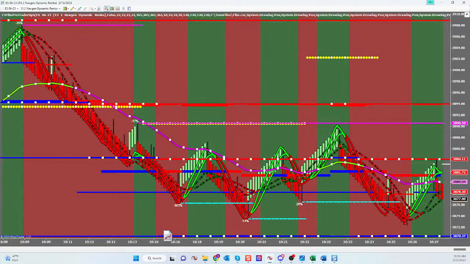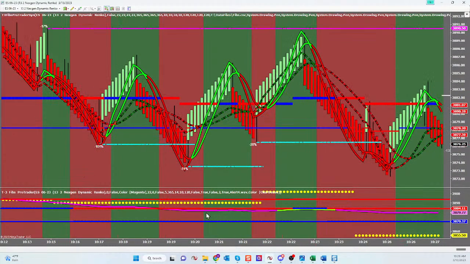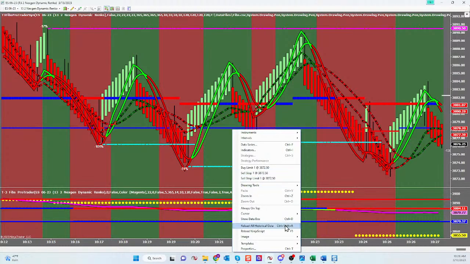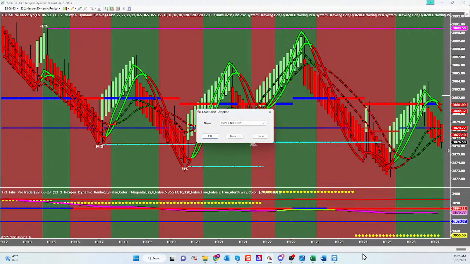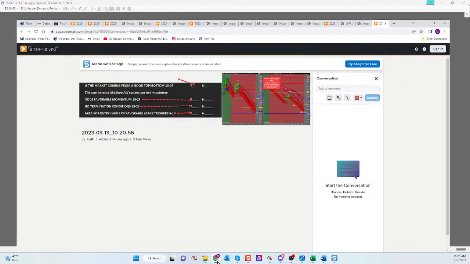Whoops. I'm not sure what I just did there. Guys, if you ever make your chart super wonky, I just put my midband below everything. Reload your template. I just did that. Oops.